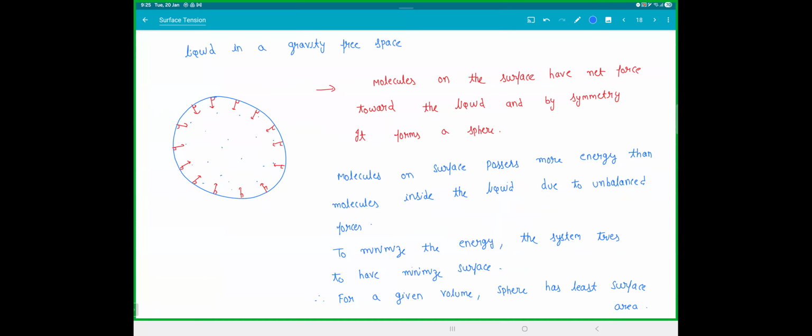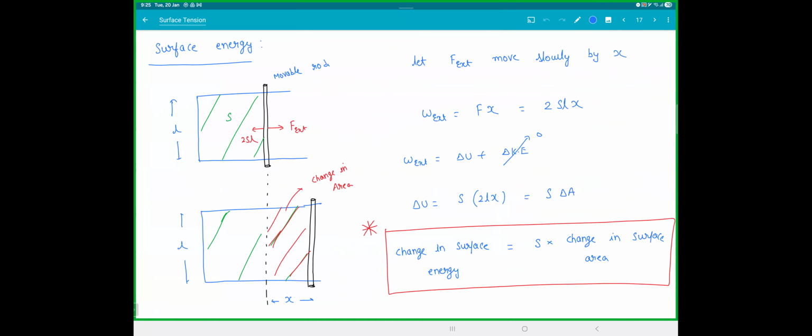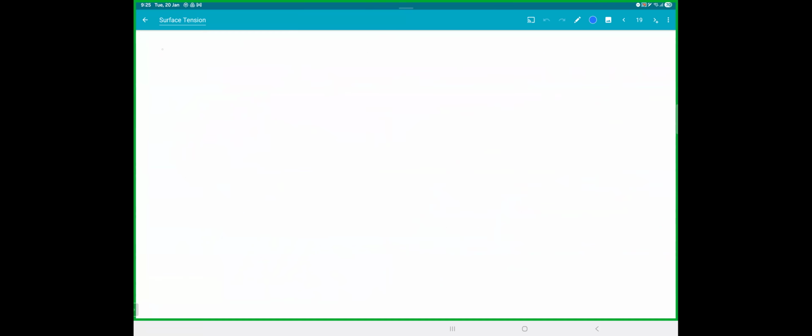So clear with us again. So what is the formula end of the day? Change in surface energy is S into change in surface area. Yeah, straightforward formula. Let's say a question on this.